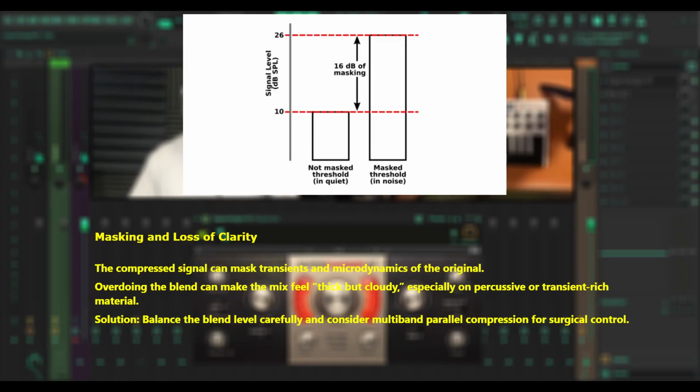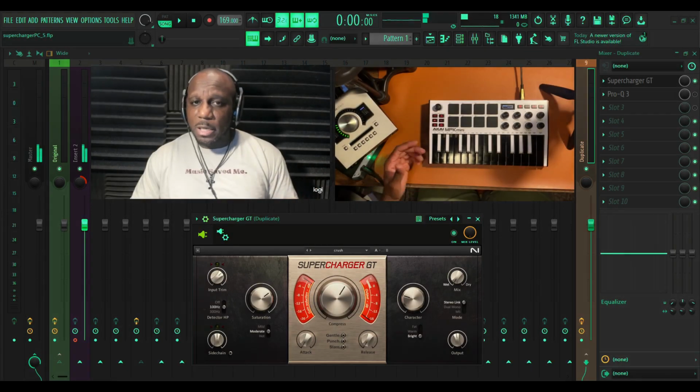Second is masking and loss of clarity. If you're blending in too heavily, you can drown out those transients and dynamics of the original sound source. So you've got to be careful with the blending.